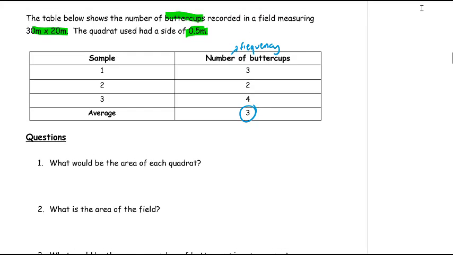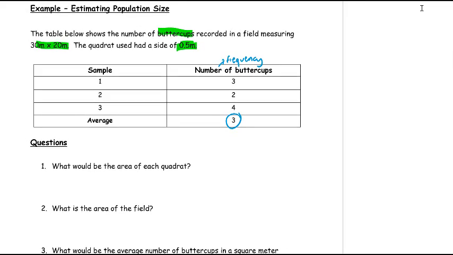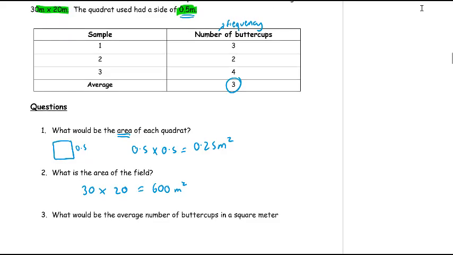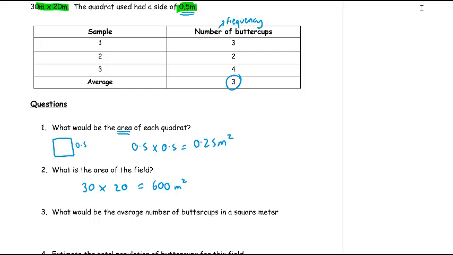Now, let's have a look at how you would calculate this then. So what would the area of each quadrat be? Now the area. So it says each quadrat has a side of 0.5 meters. So 0.5, that's one side. And remember, it's a square. So 0.5 times 0.5 equals 0.25 meter squared. What is the area of the field? 30 meters by 20 meters equals 600 meters squared. Now, what would the average number of buttercups in a square meter be?